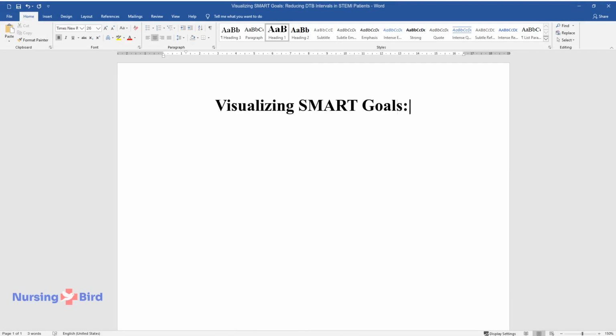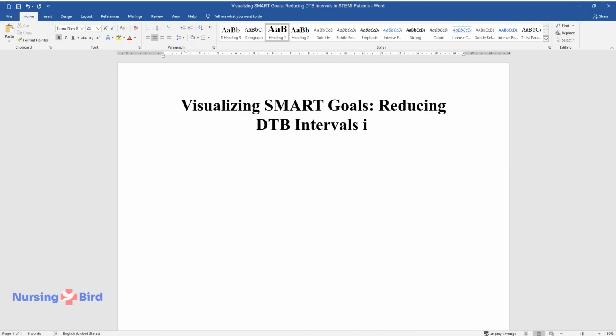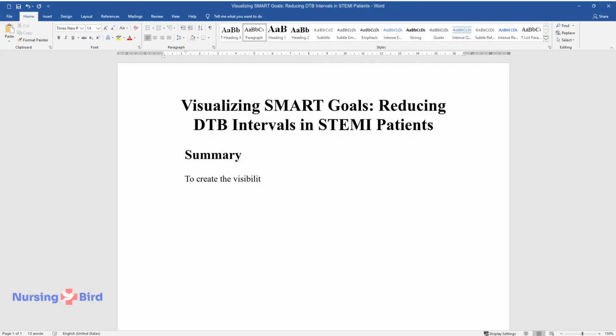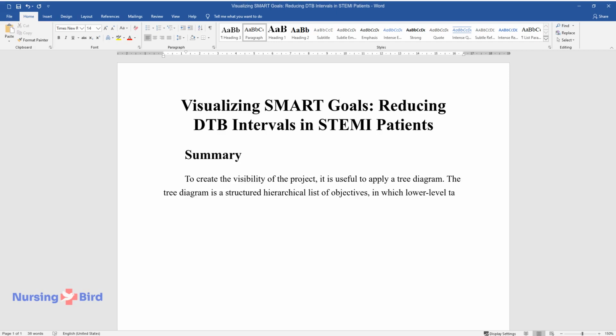Visualizing SMART goals, reducing DTB intervals in STEMI patients. Summary. To create the visibility of the project, it is useful to apply a tree diagram. The tree diagram is a structured hierarchical list of objectives, in which lower-level targets are the basis to achieve higher-level goals. Accordingly, the paramount goal stays on the top.